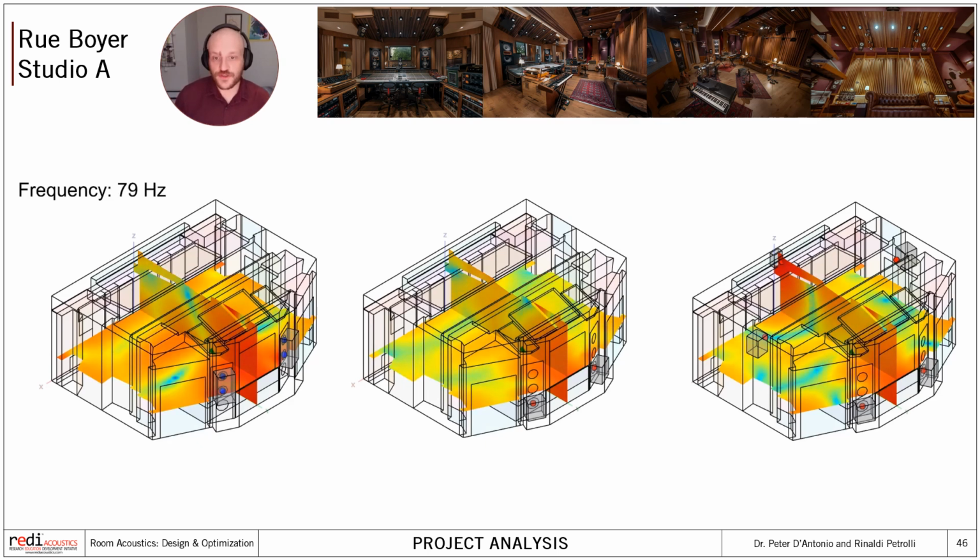Here we can see an animation showing the pressure distribution using 3 different speaker setups. To the left, only the main system is active. In the center, just the 2 subwoofers below the main system are running. And to the right, all 5 subwoofers are working together.